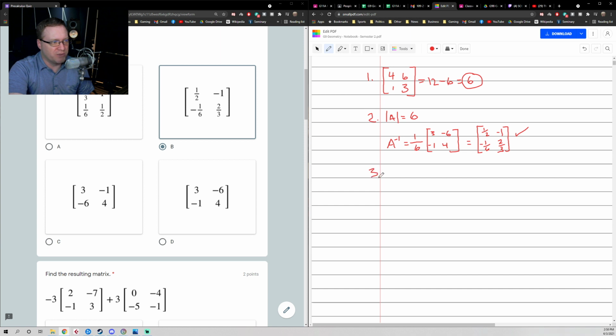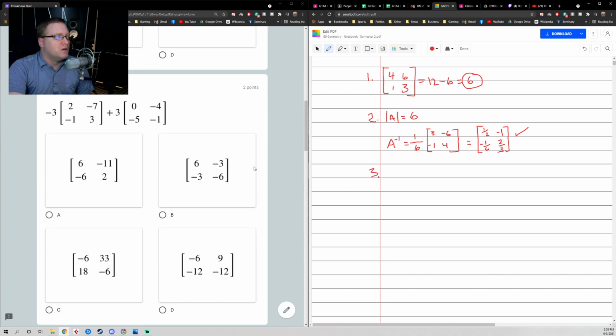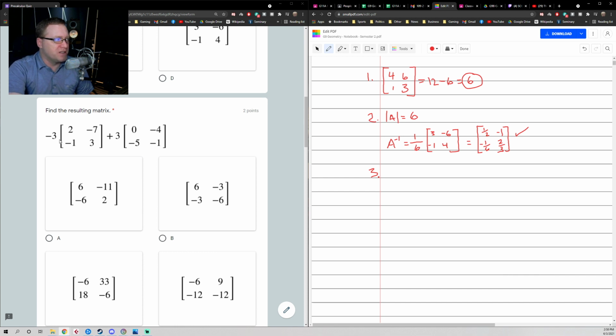Next, let's look at number 3. Number 3, we just need to find the resulting matrix. So we're going to do some multiplication and addition. So this is pretty easy. All we have to do is this first matrix, we're going to multiply everything by -3. So let's write that out. -3 times 2 is -6. -3 times -1 is +3. -3 times -7 is +21. And -3 times 3 is -9. Okay? So that's the first part.